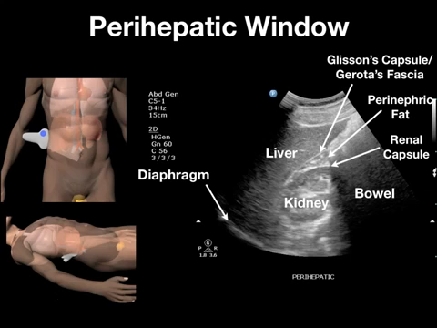Remember, the perinephric fat is going to be your defining border between fluid in the retroperitoneal space and fluid in the peritoneal space, and we'll go through this in future slides.